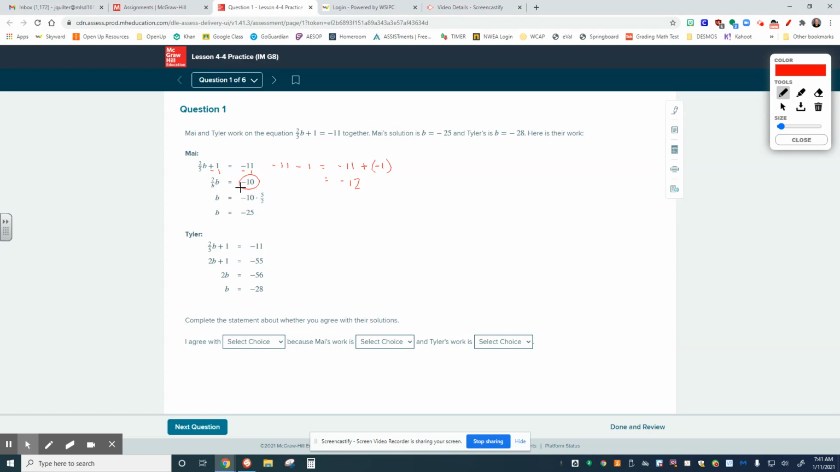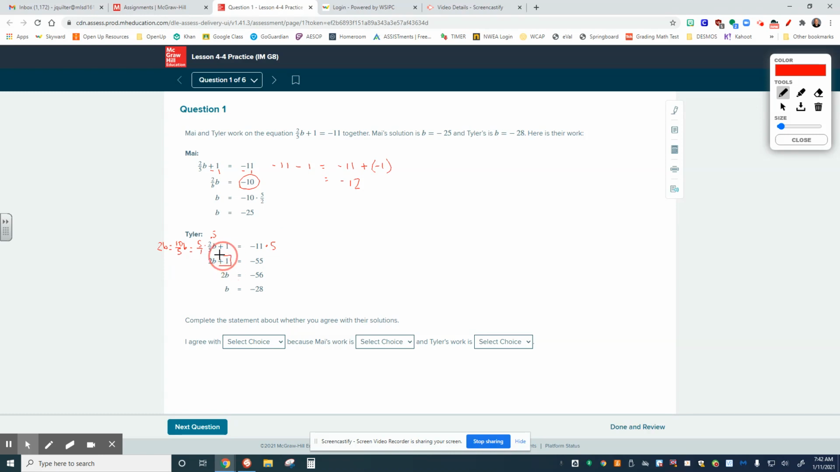Let's look at this one right here. Tyler went from 2/5 times b plus 1 is equal to negative 11. Looks like here he went from 2/5 times b to now 2b. And how did he get there? How did he get from 2/5 of b to 2b? Well, if we multiply this by 5 over 1, that gives us 10/5, which is equal to 2b. So it looks like he went ahead and multiplied by 5 right here, which is good. And he multiplied by 5 right here, which is good.